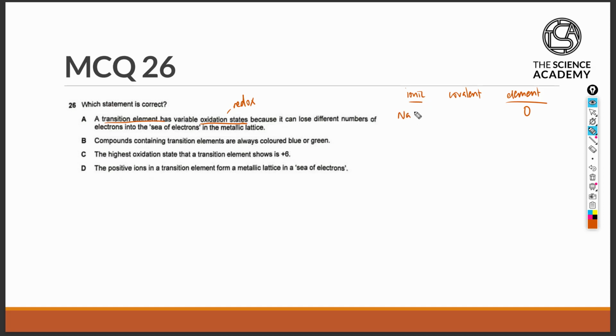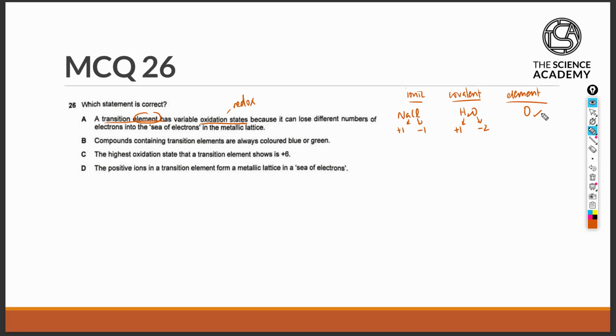Let's look at an example of an ionic compound and a covalent compound like H2O. We know that the oxidation states of sodium and chlorine in NaCl is +1 and -1 respectively. That of hydrogen and oxygen in water is +1 and -2. But for transition elements, they are elements, so their oxidation state will be 0.